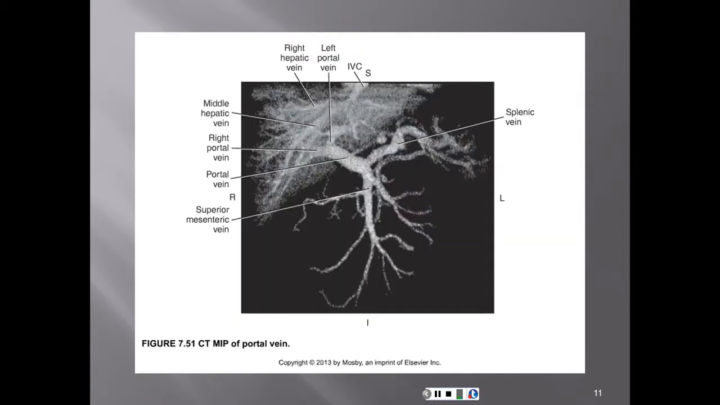CT, maximum intensity projection of the portal vein. The liver receives nutrient-rich blood from the gastrointestinal tract via the portal hepatic system. The major vessel of this system is the portal vein, which is formed in the retroperitoneum by the union of the superior mesenteric and splenic veins posterior to the neck of the pancreas. It passes obliquely to the right, posterior to the hepatic artery within the lesser omentum, and enters the liver at the porta hepatis.